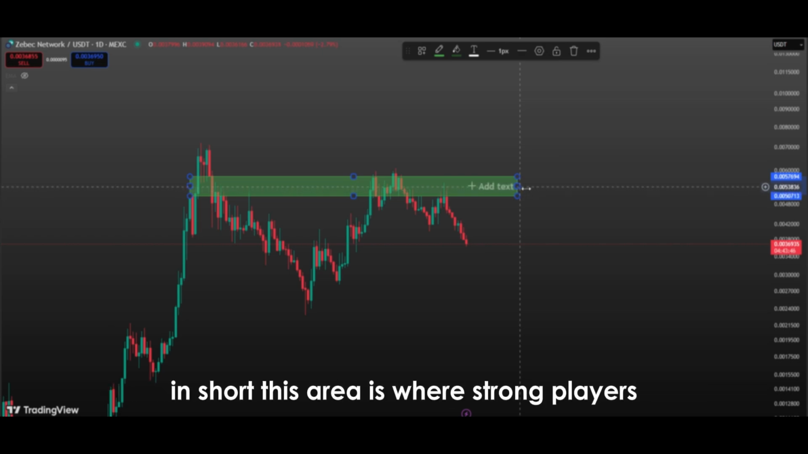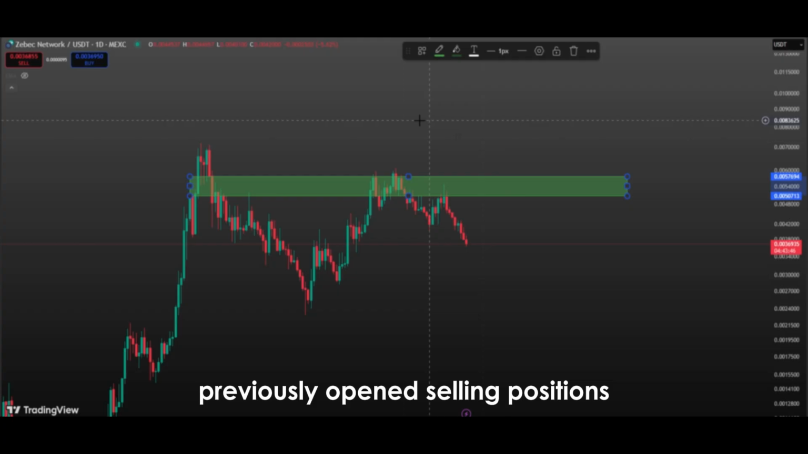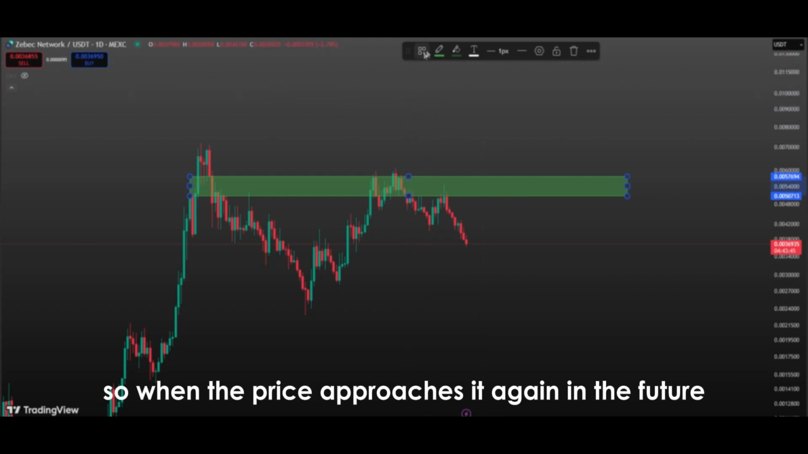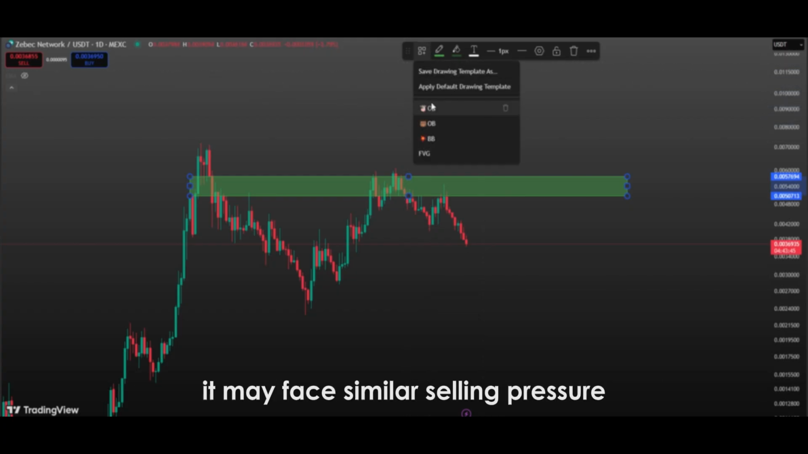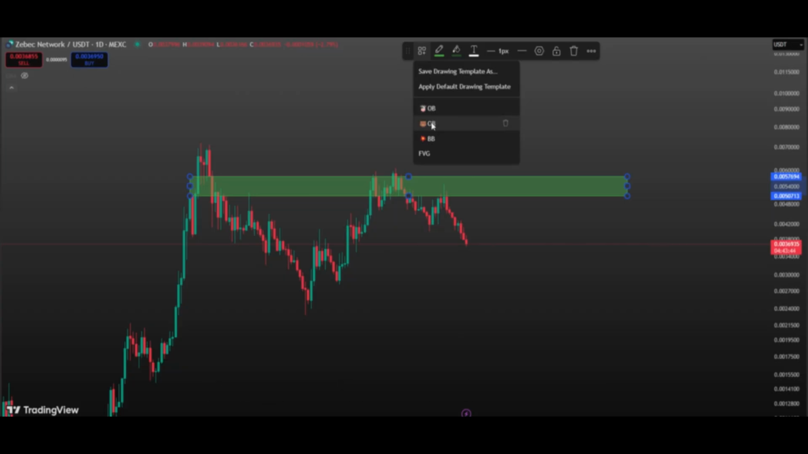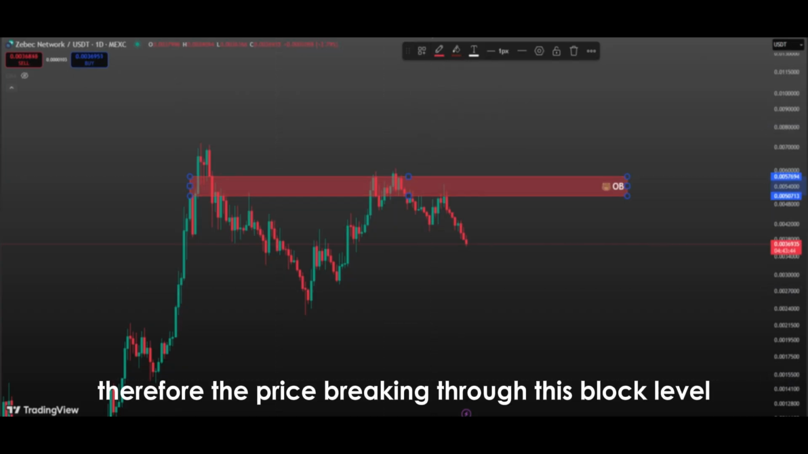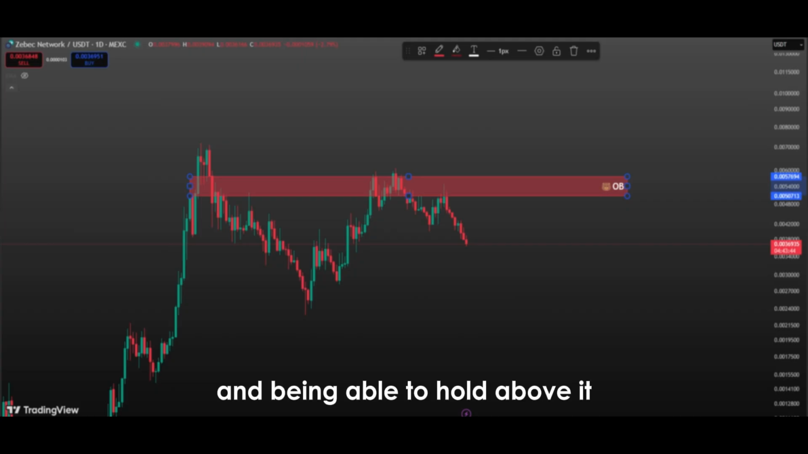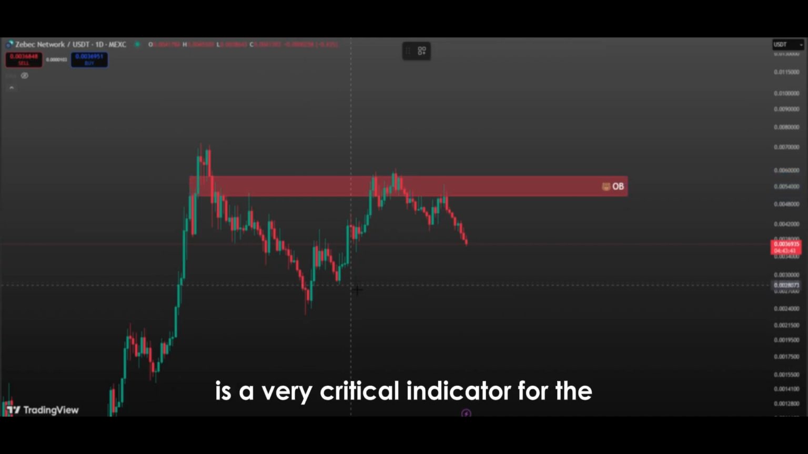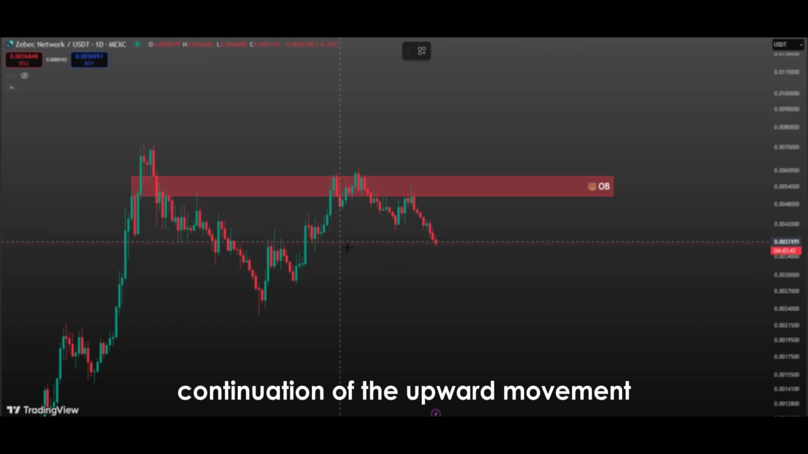In short, this area is where strong players previously opened selling positions, so when the price approaches it again in the future, it may face similar selling pressure. Therefore, the price breaking through this block level and being able to hold above it is a very critical indicator for the continuation of the upward movement.